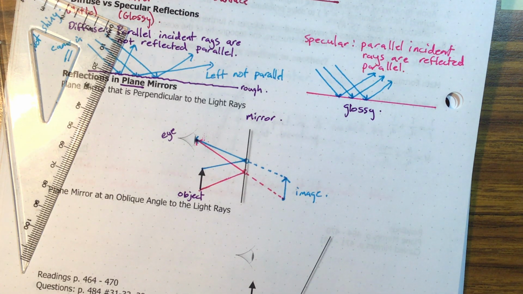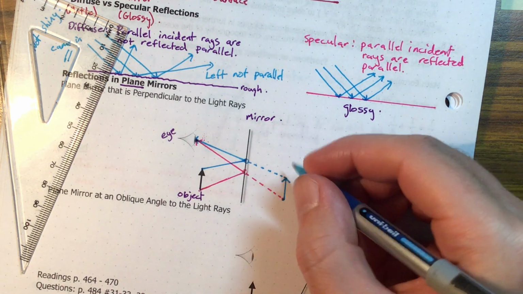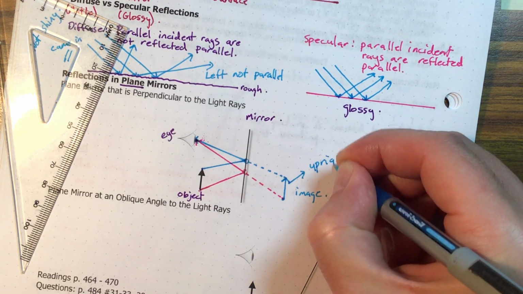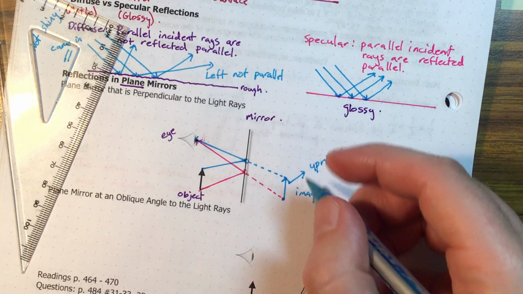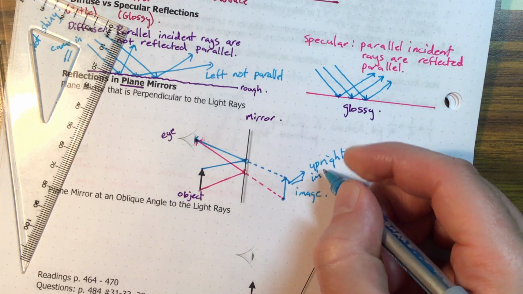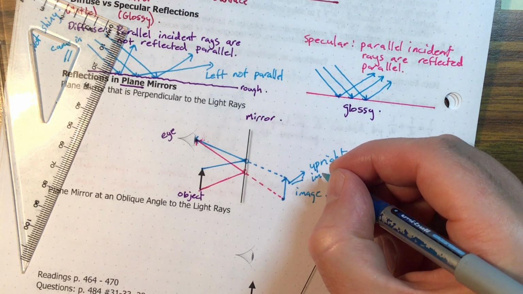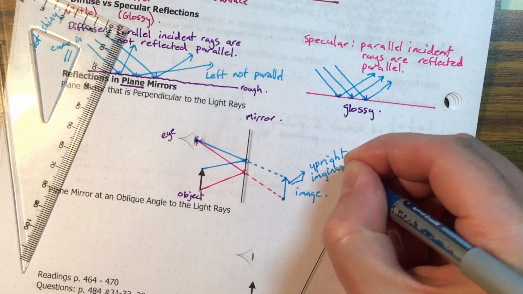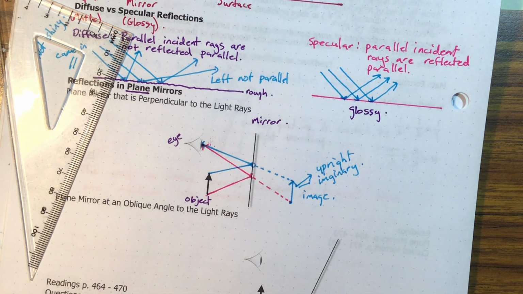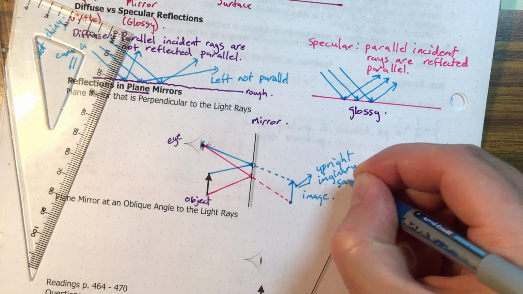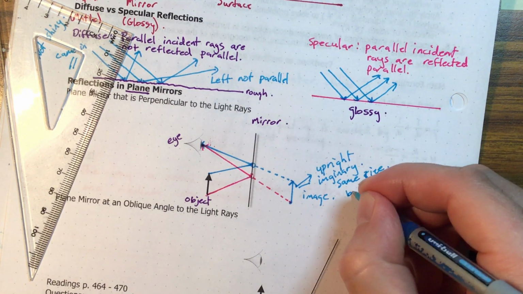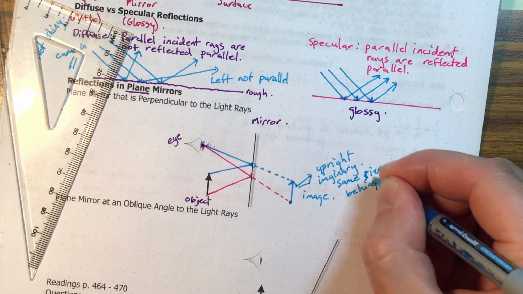Now my image. We can talk about my image. My image is over here on this side. In a plane mirror, your image is upright. Right? It's not flipped over in a plane mirror. It is imaginary. It's not real. It doesn't exist. It just looks like it exists. It's the same size as the original. And it is behind the mirror, the same distance.